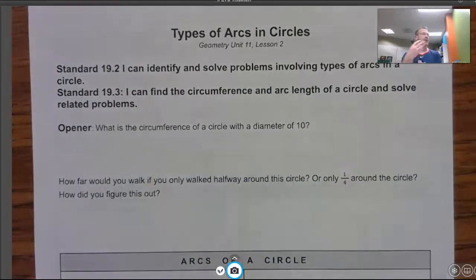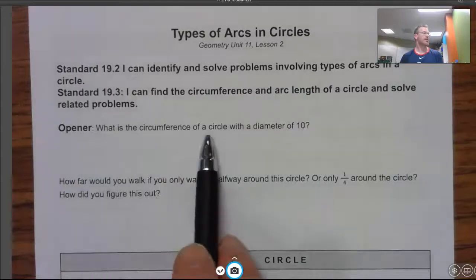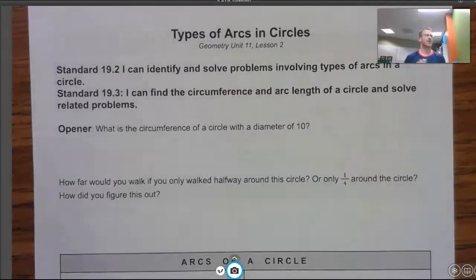So now to get you thinking about how that might relate to what we're going to talk about today, I would like you to find the circumference of a circle with a diameter of 10 for the opener, and then answer this question about how far you would walk if you only walked halfway around the circle or only a fourth of the way around the circle. And then think about how you figured that out.